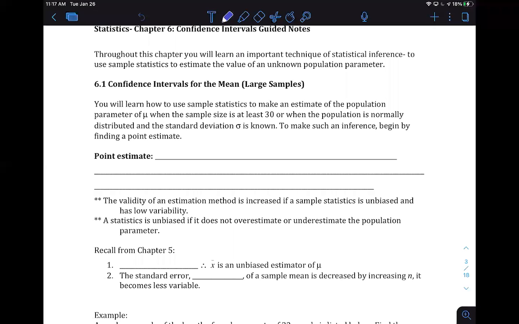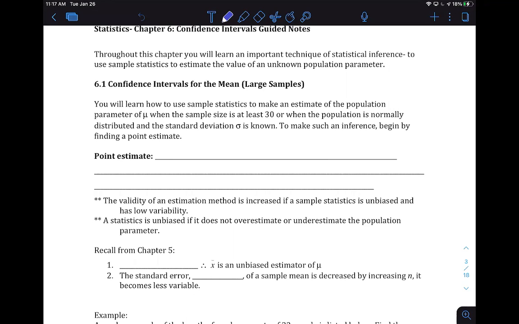Okay, so confidence intervals are a way for us to estimate the mean for the population. We can look at samples and figure out that the population mean is going to fall between these two numbers. So it helps us make inferences.